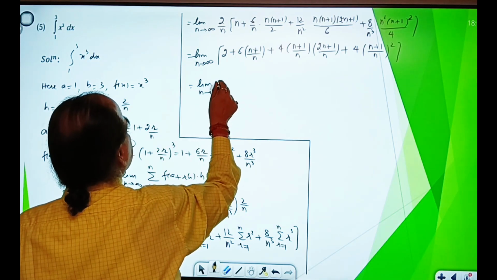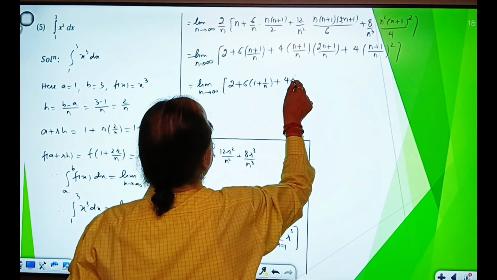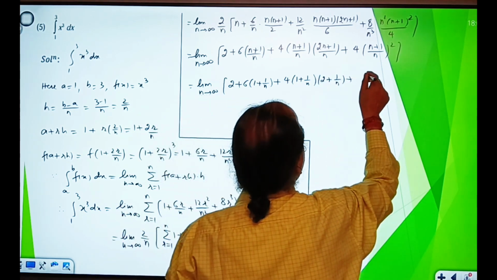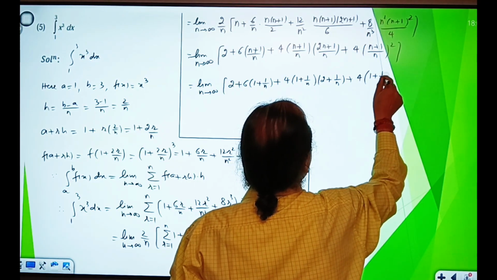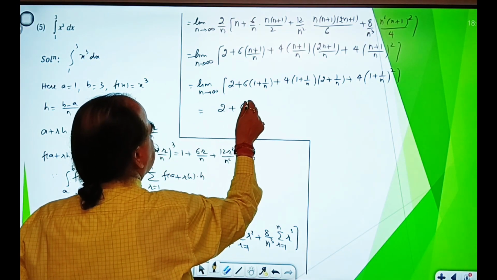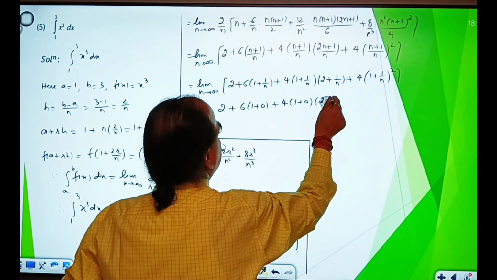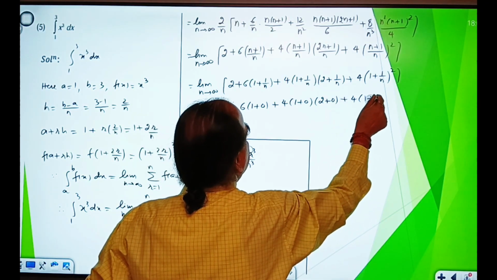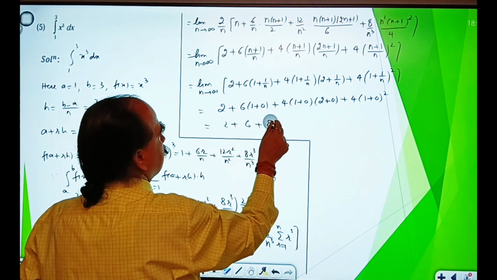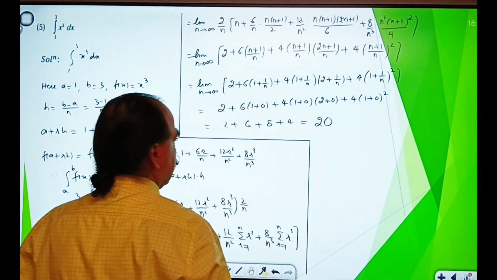Limit n tends to infinity. 2 plus 6 into 1 plus 1 upon n plus 4 into 1 plus 1 upon n into 2 plus 1 upon n, plus 4 into 1 plus 1 upon n the whole square. 2 plus 6 into 1 plus 0 plus 4 into 1 plus 0 into 2 plus 0 plus 4 into 1 plus 0 square. 2 plus 6 plus 4 into 2, 8 plus 4. 20 is the answer. Let us verify.